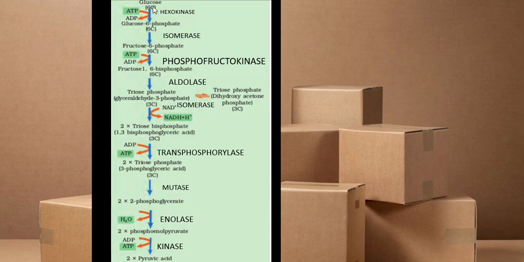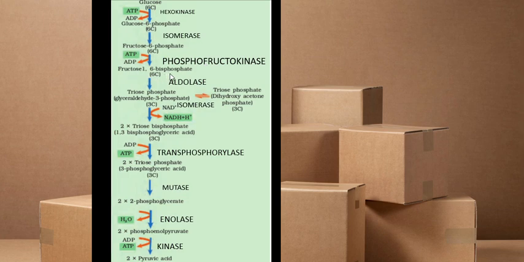Now let us learn the steps of glycolysis. So, glucose enters the glycolytic pathway. It is converted into glucose 6-phosphate by the enzyme hexokinase, and during this process, 1 ATP molecule is utilized. Then glucose 6-phosphate gets converted into fructose 6-phosphate by the enzyme isomerase. Fructose 6-phosphate gets converted into fructose 1,6-bisphosphate as an extra phosphate is added to this compound. ATP is utilized, and this takes place in the presence of the enzyme phosphofructokinase.